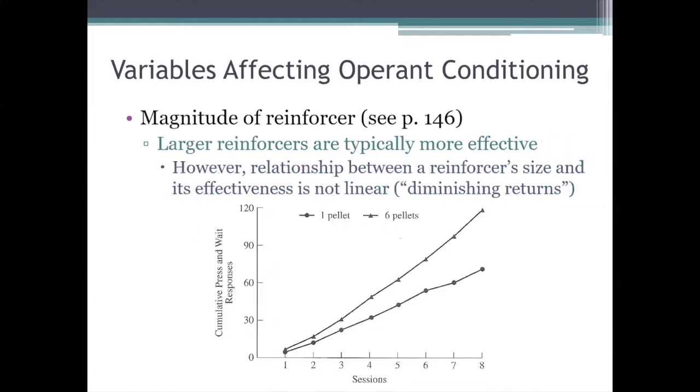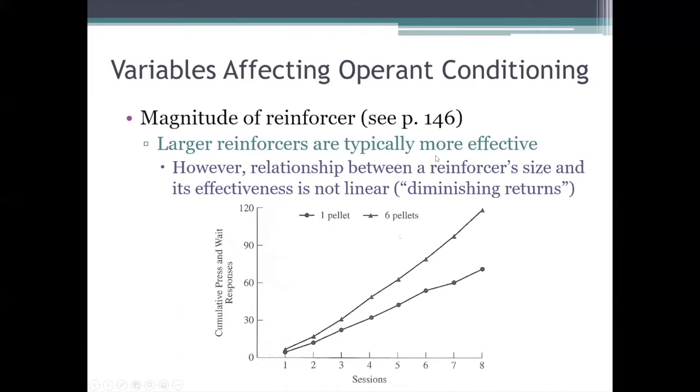Another fairly obvious variable is the size of the reinforcer, the magnitude of it, the amount of it that occurs as a consequence of the behavior. And not surprisingly, bigger reinforcers do tend to be more effective than smaller ones. Now, there are diminishing returns with that. As you increase the size of the reinforcer, you don't get a linear increase in how effective it is. But in general, yeah, bigger reinforcers tend to be more effective reinforcers.